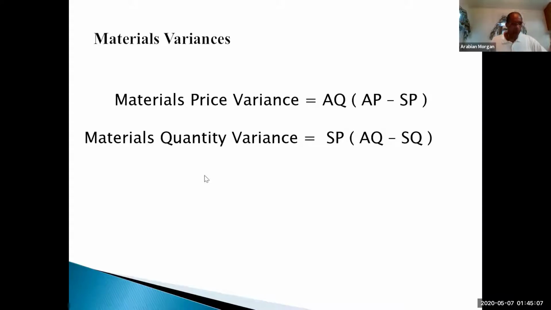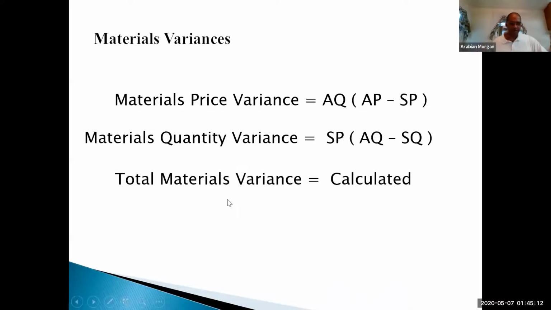And this third formula here, I'm just going to write the word calculated. Total materials variance. I just want to write that, just say calculated. I'm going to teach you how to calculate the total materials variance later on without even paying attention to this formula here. So that'll come a little bit later today.